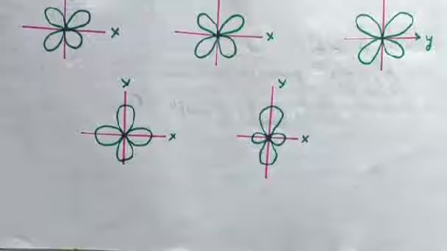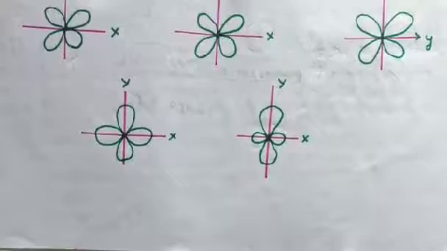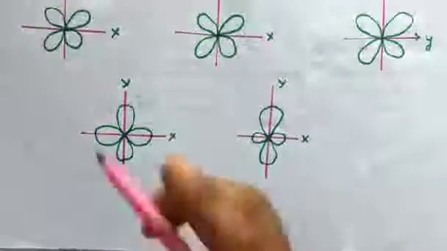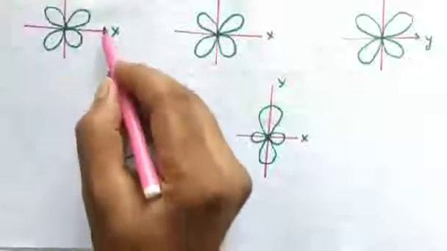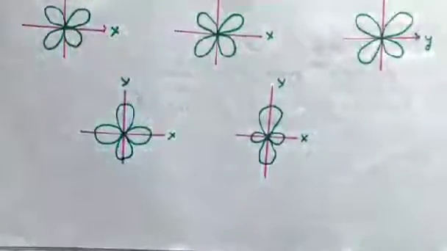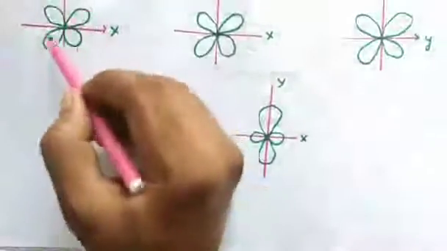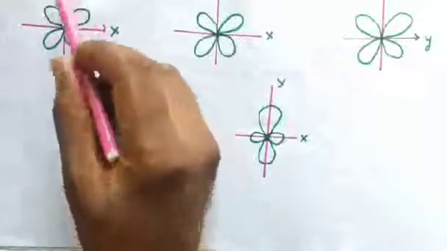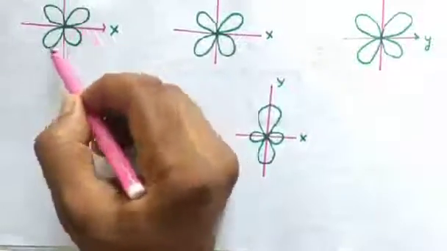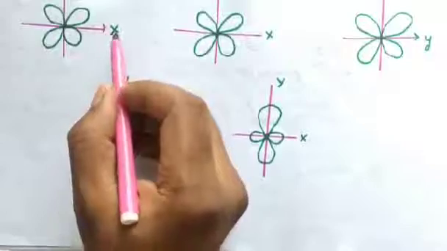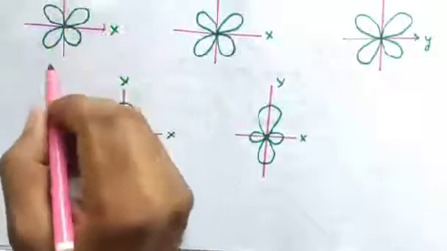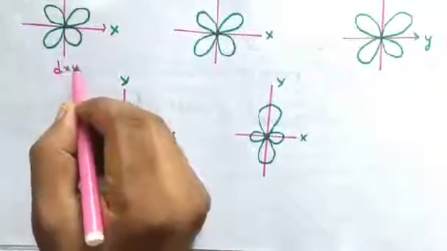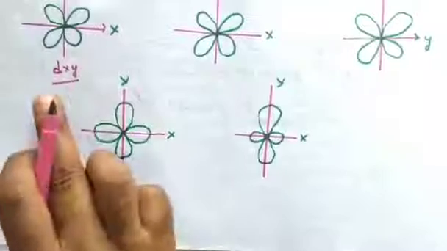Later on in coordination chemistry we will discuss in detail, but today, as you know, there are axes: this is the x-axis and this is the y-axis. If the lobes are lying between the axes, x and y, this is known as the d orbital xy. The name of this orbital will be dxy.